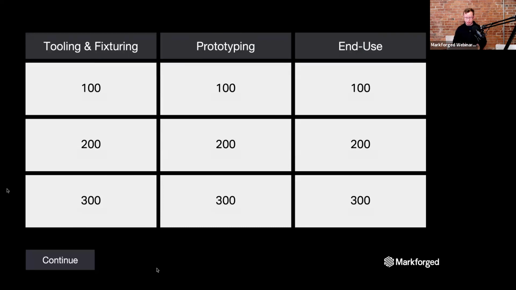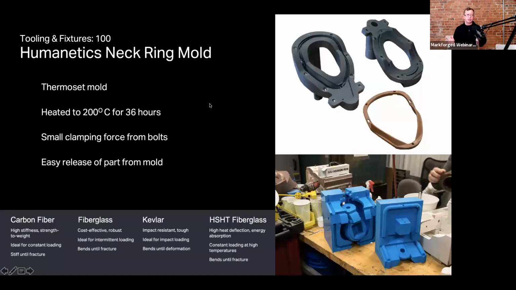So I'm going to pick the first one over here, tooling and fixturing for 100. So this is basically what I said before. This part is a familiar one. It's a thermoset mold. It basically gets put in an oven at about 200 degrees Celsius for 36 hours. So is the poll live? Live right now. All right.